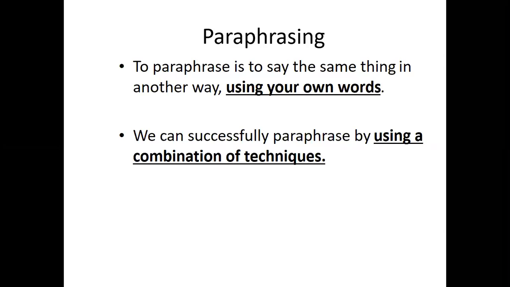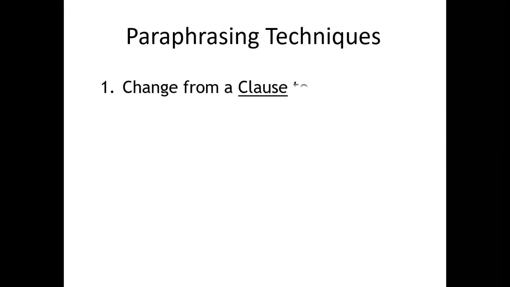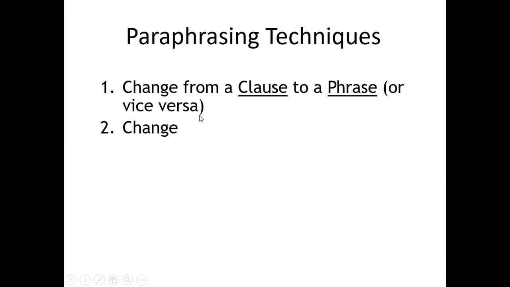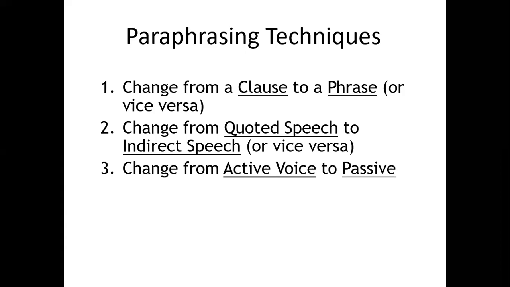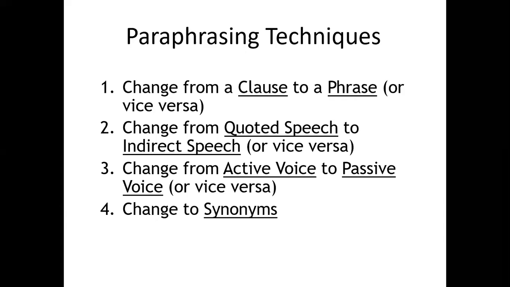There are a few techniques which can be used to paraphrase. Let's look at the techniques. We can paraphrase by changing from a clause to a phrase or vice versa. Change from quoted speech to indirect speech or vice versa. Change from active voice to passive voice or the other way around. Change to synonyms and change word forms.